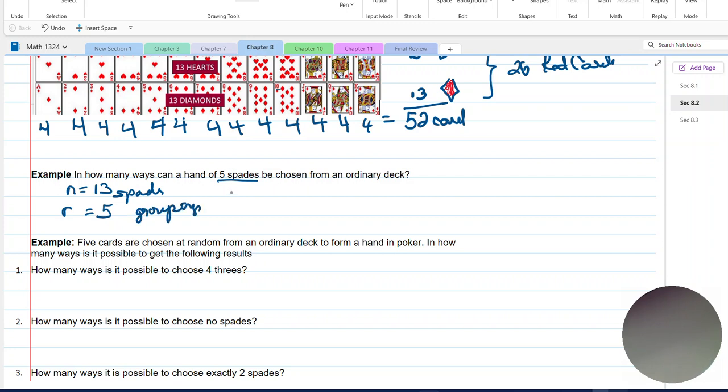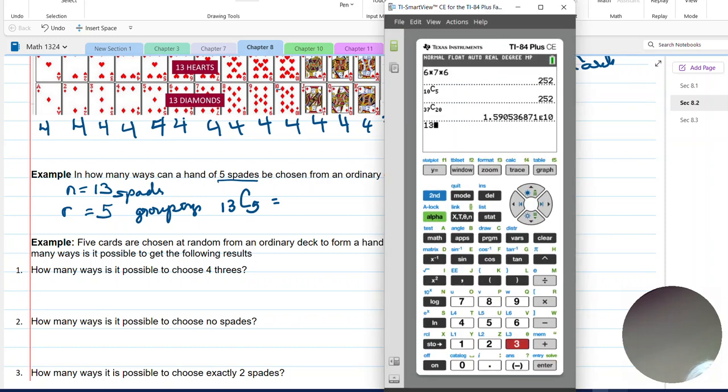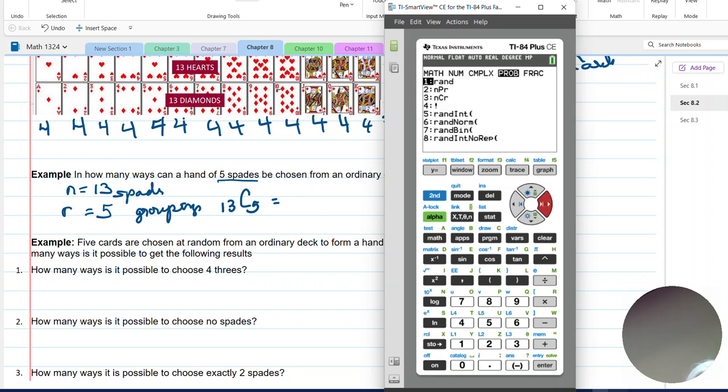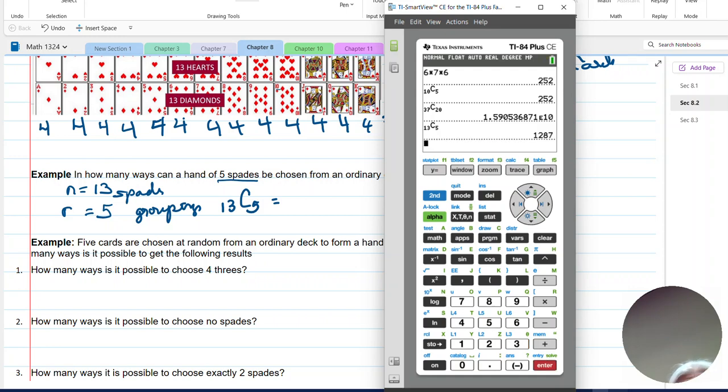All right, so I'm going to write it as 13 choose 5. Again, order is not important, just grouping. So the repetition is not involved. All right. 1,287. So that's how many ways we can select that suit of spades.